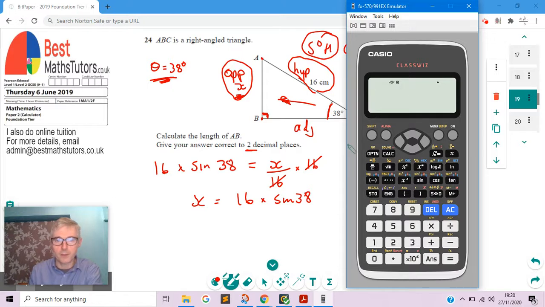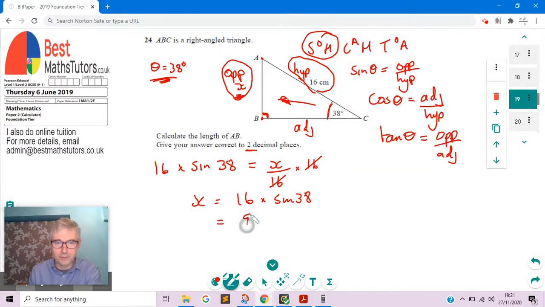So there we go. What I'm going to do then is 16 times sine. Sin is just an abbreviation of sine. It's not that I'm saying it in a strange way. So sine 38. Close that, and there we go. That gives us the length of our side accurately: 9.85058, etc.